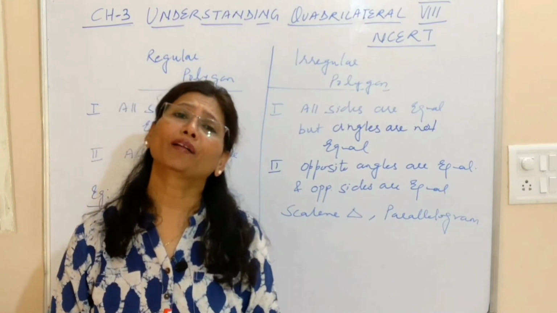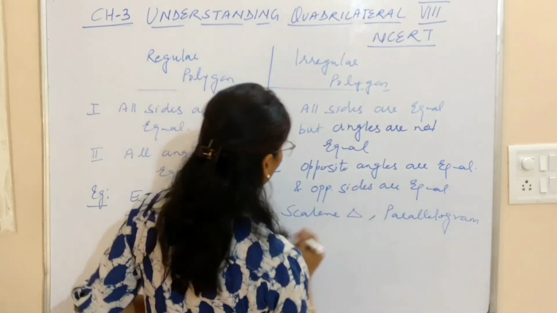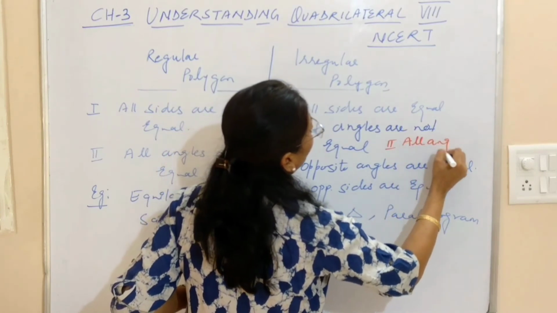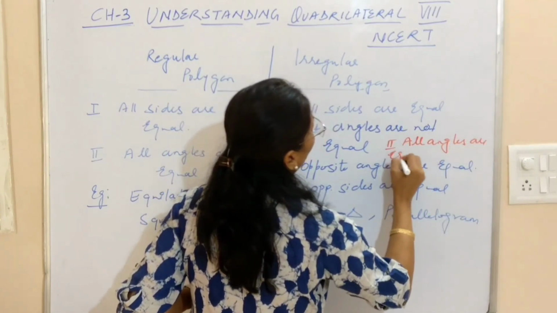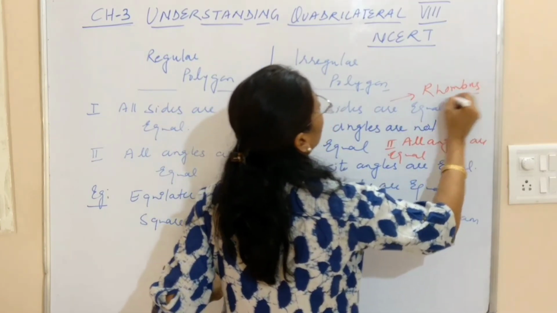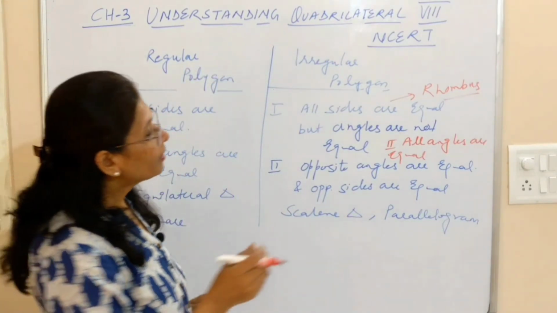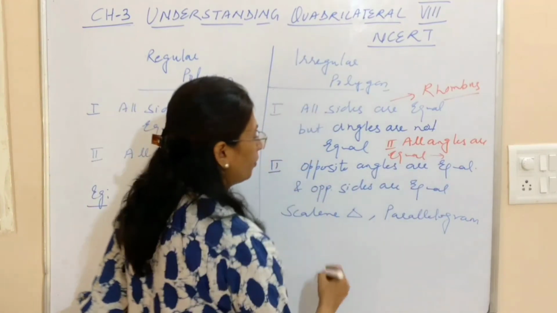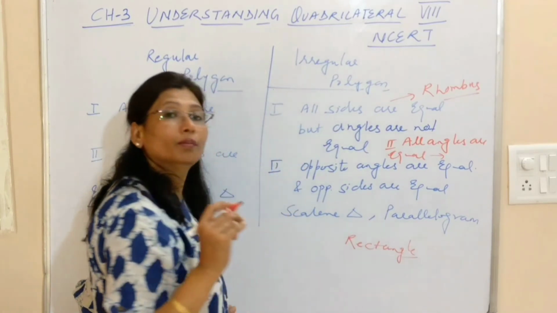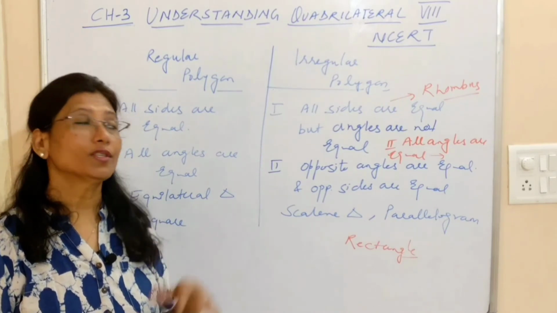If you talk about the parallelogram or the rectangle, here we can have all angles equal. In the first case, we took all sides equal, the example is the rhombus, and the rhombus is not a regular polygon. Now if you say, ma'am, it's okay, all angles are equal, the example is the rectangle. In the case of a rectangle, all angles are equal, but all sides are not equal, so it is an irregular polygon. I hope this concept is clear to you.